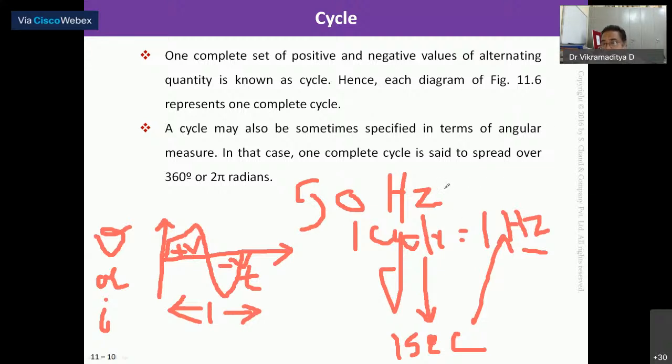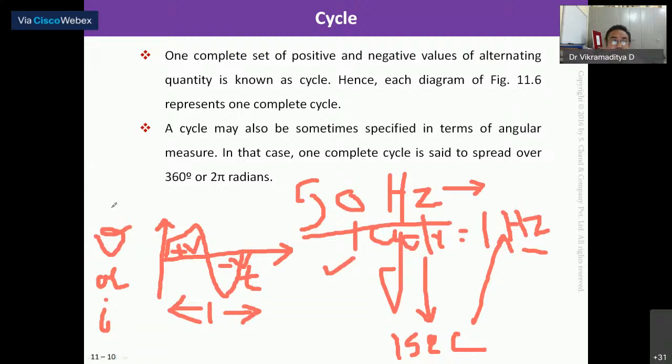Now, what does 50 hertz mean? Use this concept and tell me, if I say the frequency of electrical supply in India is 50 hertz, what does this mean? In USA it is 60 hertz, but in India it is 50 hertz. Very correct, Hardi Singh. Garvesh is very correct. Those who haven't understood, I will explain.